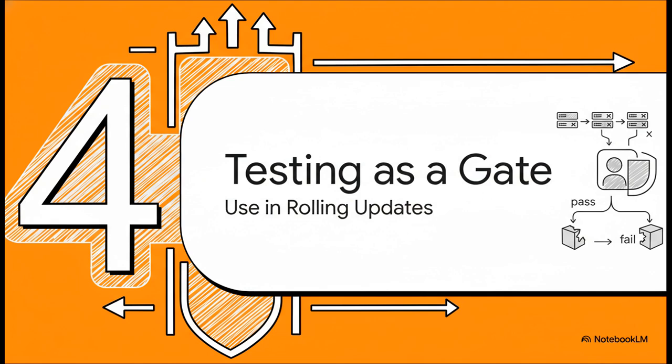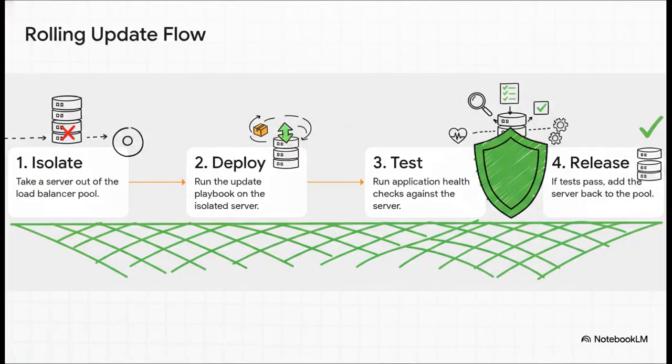Okay, now let's see how all these tools build into something truly powerful. We can use these application tests as a gatekeeper in our deployment process, which stops a bad update from ever reaching all of our users. So here's the workflow. We take one server out of rotation, we deploy our update to it. Then we run our application health checks, the ones we just talked about. Only if every single one of those tests passes do we put the server back into the live pool. It's a fantastic safety net.